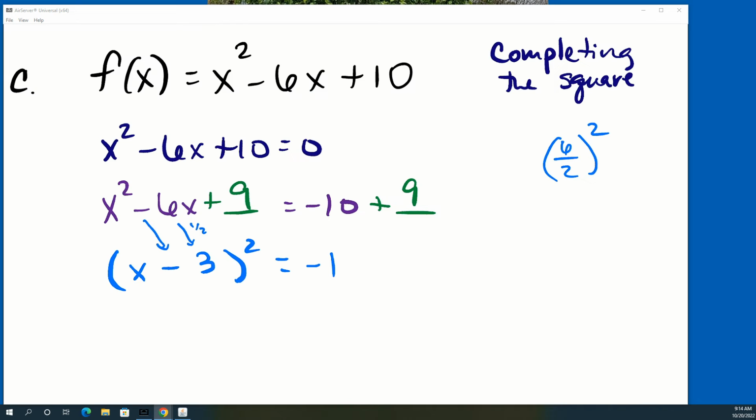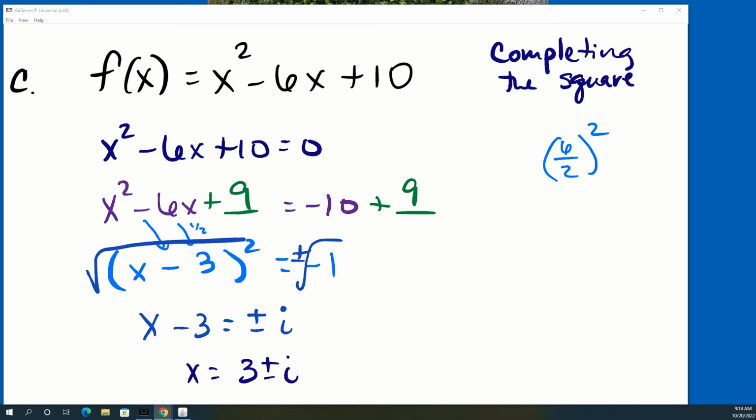All right, and then from there, I'm going to take the positive and negative square roots. I should have asked you this, but the square root of -1 is just i. And then we'll move the 3 over. So we have 2 zeros here, 3 plus i and 3 minus i.